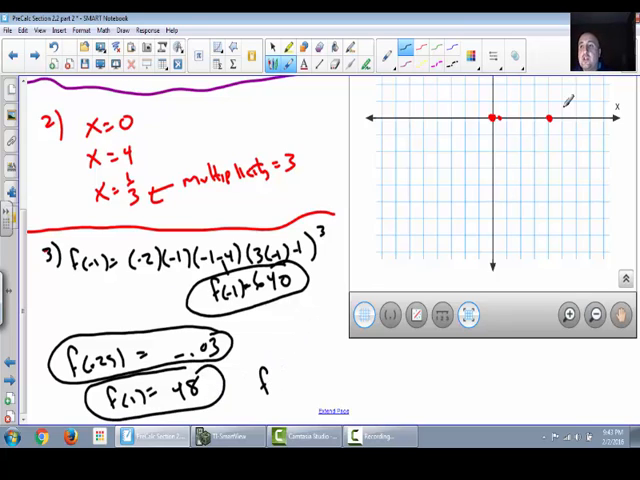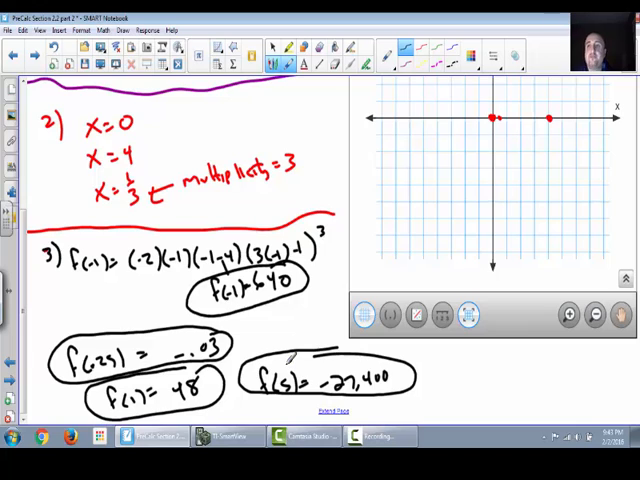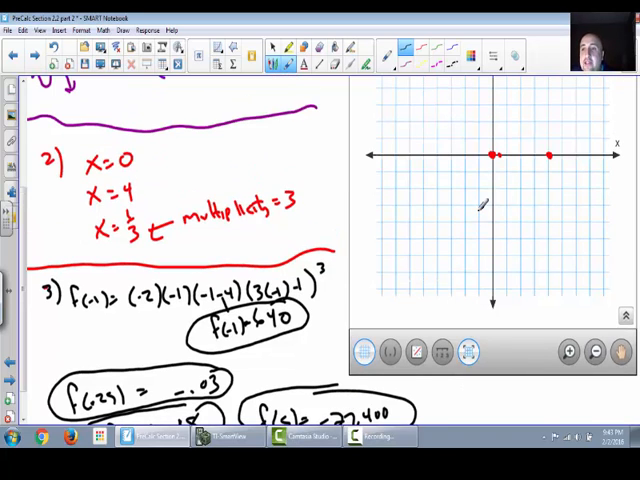And then last but not least, we need a number to the right of 4. So let's just do 5. You don't need to get fancy. We're just going to plug in the very first number to the right of 4. And when you do that, you get -27,400. So notice we have a big y-axis. We have 640, -27,000. I'm going to make my y-axis go by 500s. So we'll go by 500, 1,000, 1,500, 2,000, so on. And we'll go down the same exact thing. We're just going to do 1s on the x-axis.